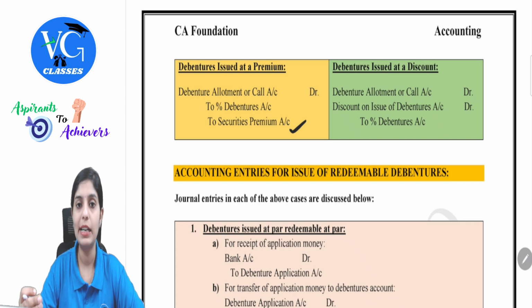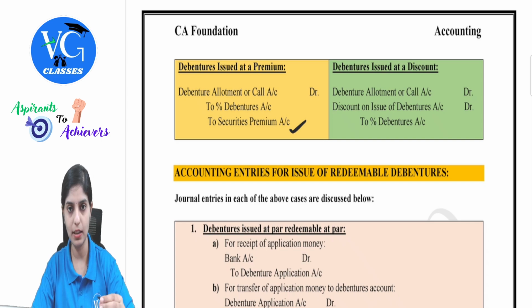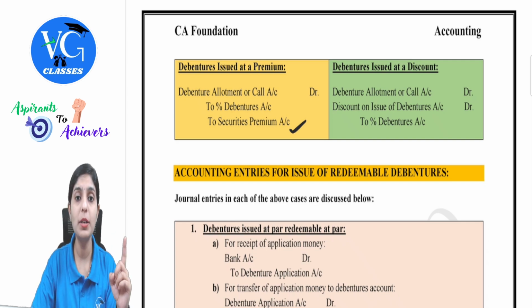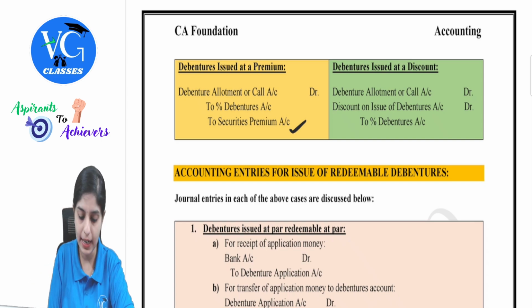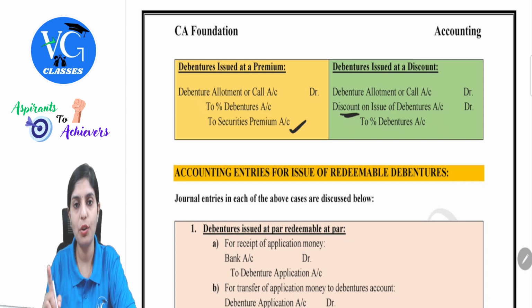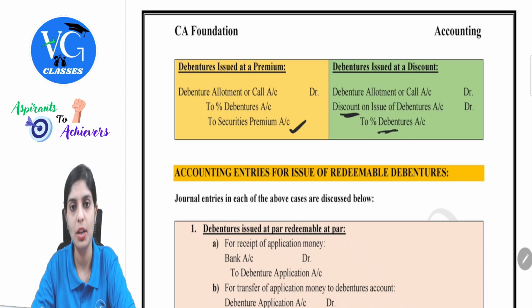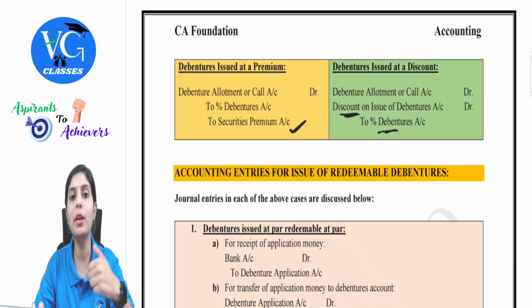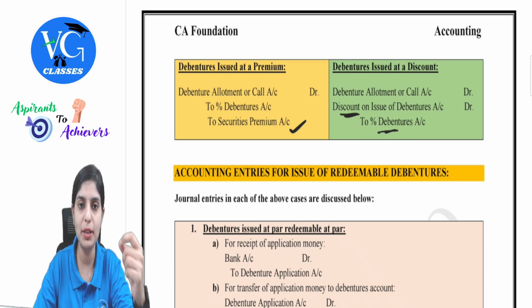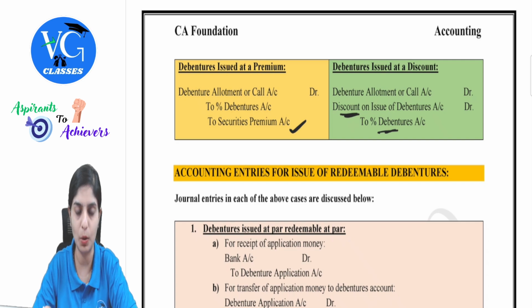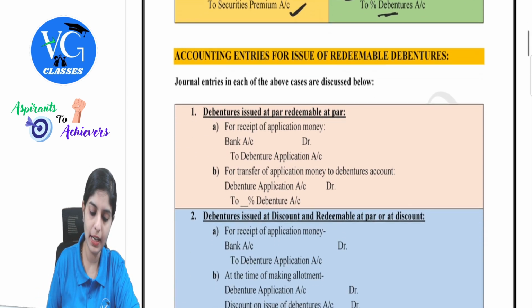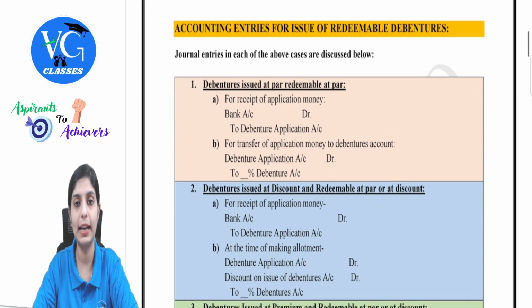Likewise, debentures issued at a discount. Now first understand one thing. When you are issuing debentures at discount, that means you are receiving less. It is as good as a loss for you. So remember the concept of nominal account, debit all expenses or losses. That's why we are debiting here. So debenture allotment or call account debit, discount on issue of debentures account debit to percentage debentures. So these are the simple issue entries. So likewise, we also understood what could be the entry or treatment with respect to debentures issued at premium or debentures issued at discount. Further, this is where the importance of this particular unit arrives.